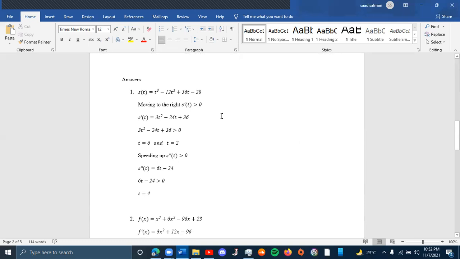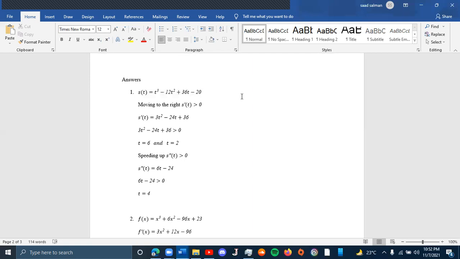So for this, we will start with s(t) = t cubed minus 12t squared plus 36t minus 20. That is the basic equation. Moving to the right, s prime t is greater than 0. So s prime t is equal to 3t squared minus 24t plus 36, which will give us 3t squared minus 24t plus 36 greater than 0, which will further give us t equals 6 and t equals 2. Now for speeding up, s double prime t greater than 0.